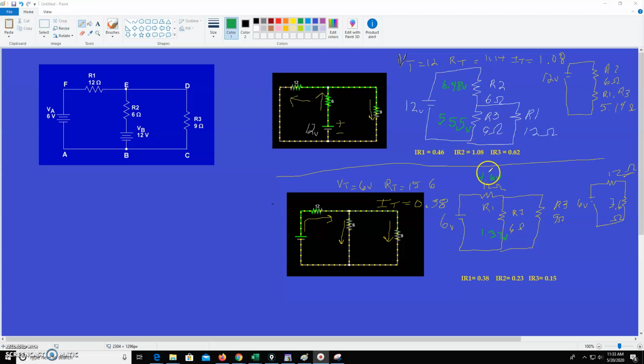Same thing here, figuring out the drop. Total current was 0.38, R1 sees it all, so multiplying it by 12 gives us a voltage drop of 4.6. Do the same thing here with the equivalent, which is 3.6, multiplied by 0.38. That gives us 1.37, and then we can get the currents just by dividing that by 6 ohms for R2 and 9 ohms for R3, and those two added together do give us R1.